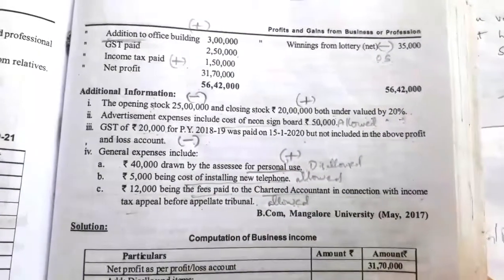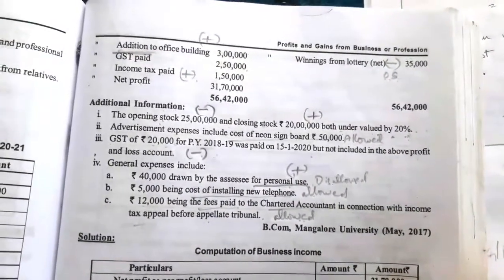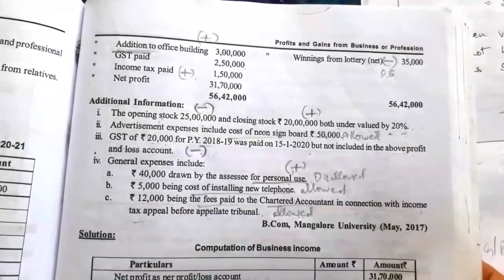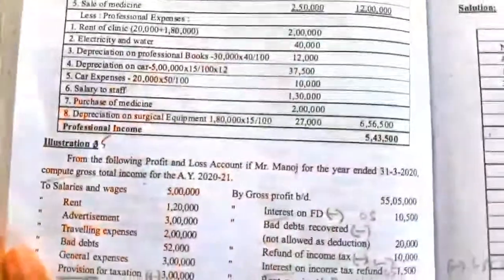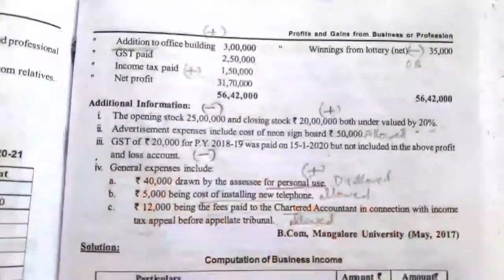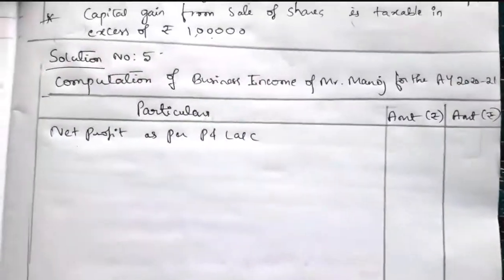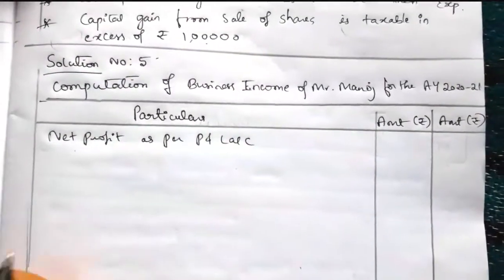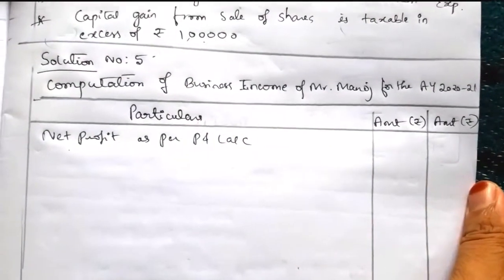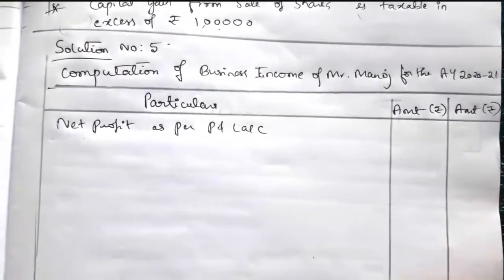Now we'll work out this illustration. Write the heading computation of business income. Here we have to compute the gross total income. To compute the gross total income, firstly we have to compute the business income. Now let's work out the solution fast. Write the heading computation of business income of Mr. Manoj for the assessment year 2020-21.